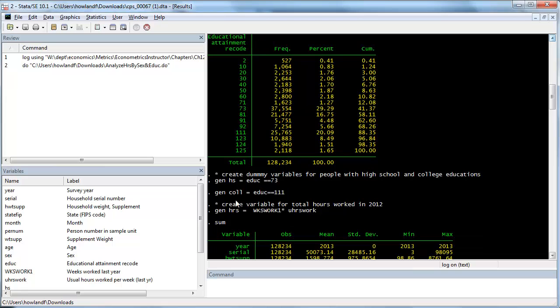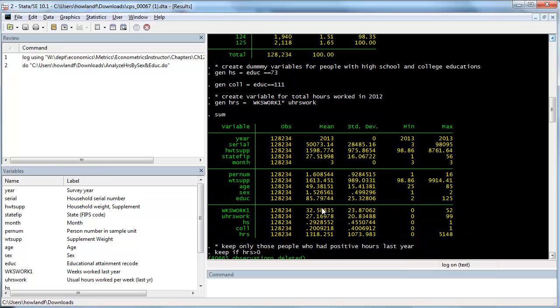All right. Next, I will create a variable for total hours worked. That's simply weeks worked times hours worked: weeks worked in 2012 multiplied by usual hours worked per week in 2012. And I can do a summary, and college, about 20% of our sample stopped with a college degree, 29% stopped with a high school degree. Hours vary from 0 to 5,148, and that's not a surprise because hours worked per week varied from 0 to 99, etc.